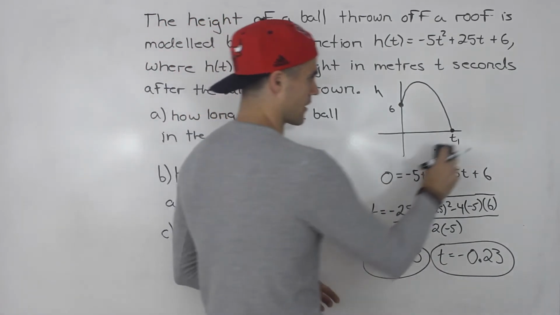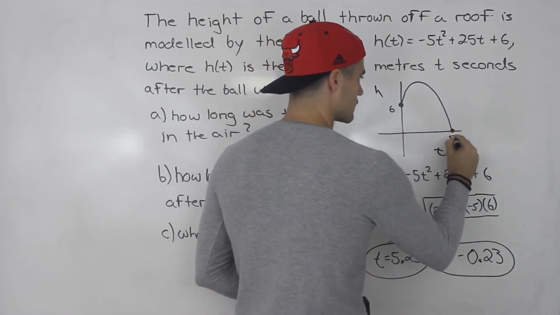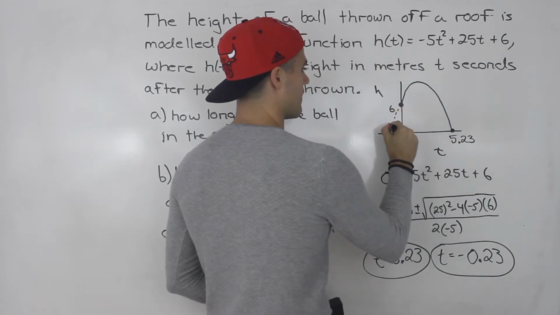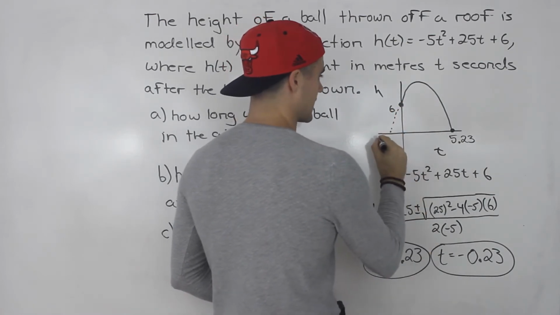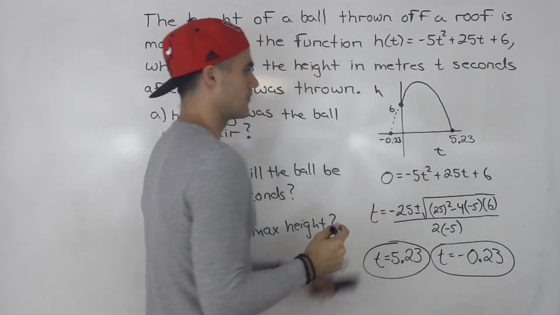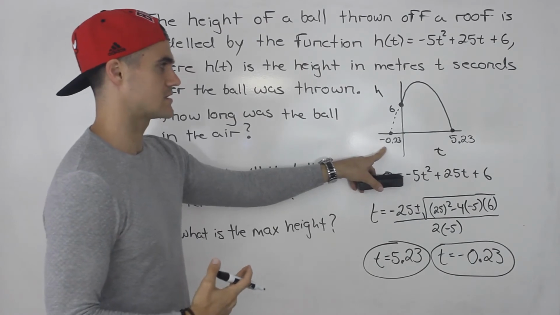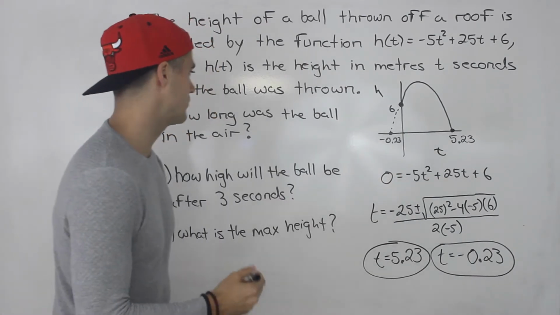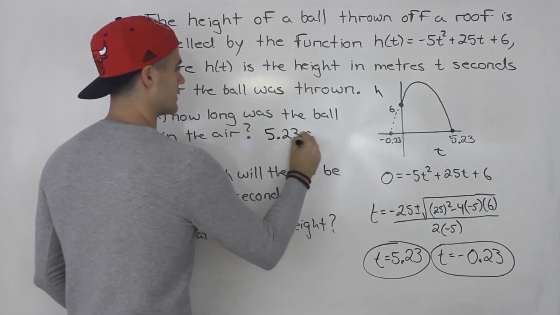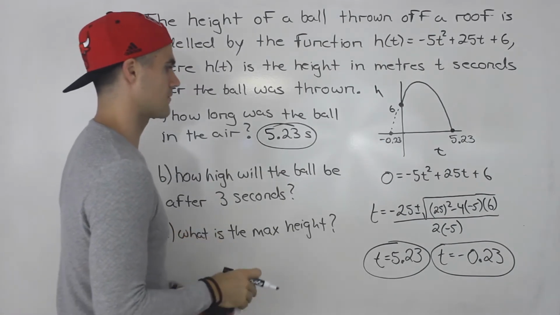So going back to the diagram, this here is going to be 5.23 seconds, and then there's another intercept at -0.23 seconds right here. But we would ignore that because we're dealing with time in this case, and time can only be positive. So 5.23 seconds, that is how long the ball is in the air.